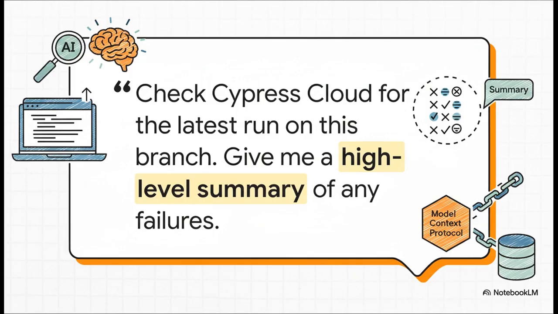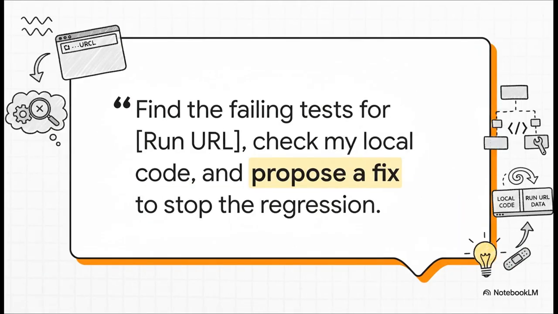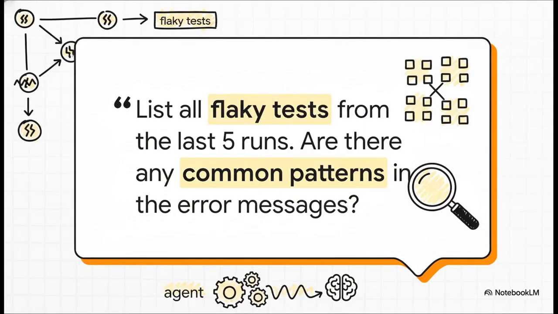So for example, you could just start with a simple health check. Right from your code editor, you can ask your AI for a quick summary of any failures on the branch you're working on. You don't even have to open your browser. Or you can go much, much deeper. You can give the AI a link to a specific run and tell it to act like a real debugging agent. You can tell it to find the failure, analyze the stack trace, compare that against your local code, and then actually propose a fix. You can even use it for more complex analysis, like hunting down those super annoying, flaky tests. You can ask the agent to go and audit your last few runs and look for patterns in the errors, helping you find the root cause of what's making your test suite unstable.